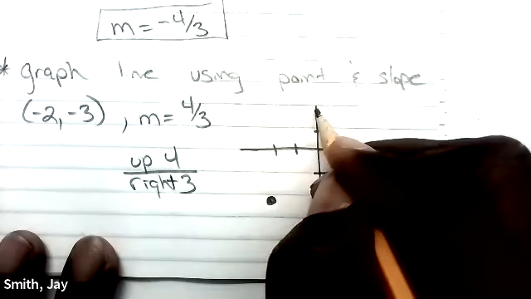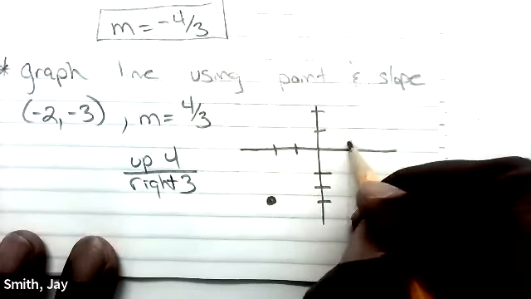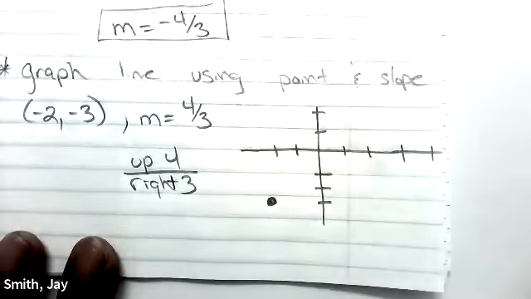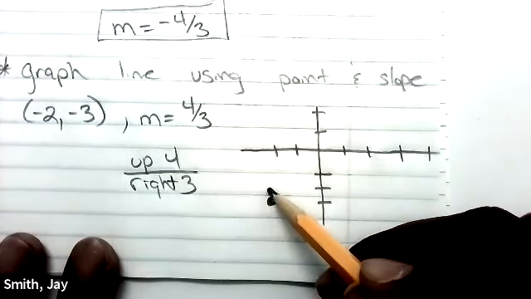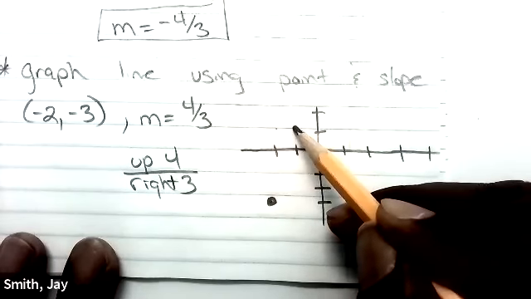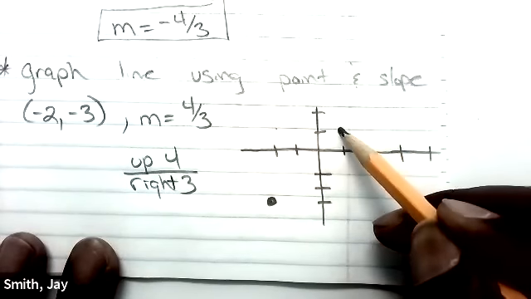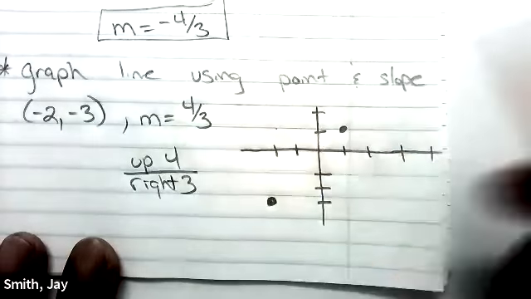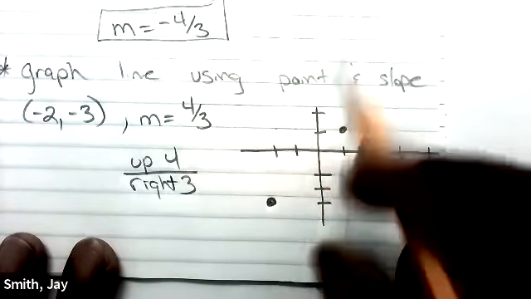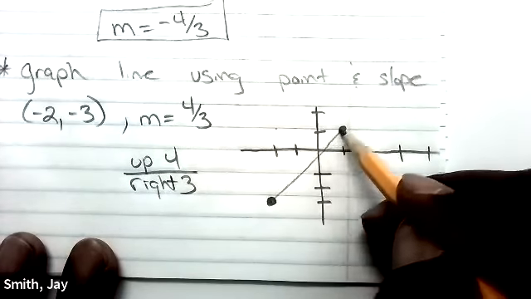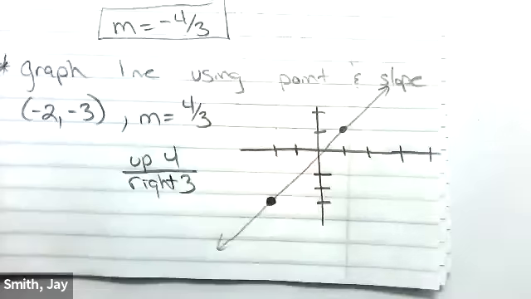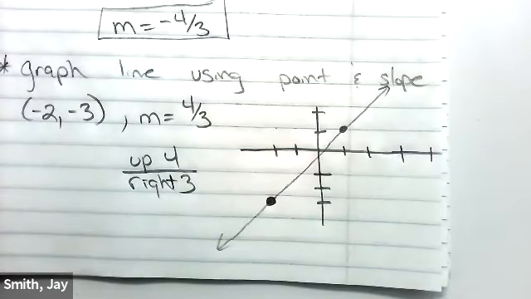And from this point, we can go up 4 and to the right 3. So from this point, we can go up 1, 2, 3, 4, to the right 1, 2, 3. Remember, the slope tells us how to get from one point to another. We went up 4 to the right 3. Once we have 2 points, that's enough to define a line. So we just graph using the point and the slope.